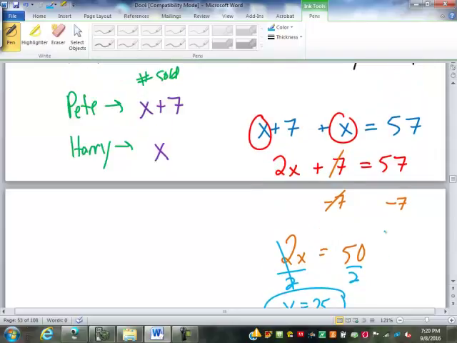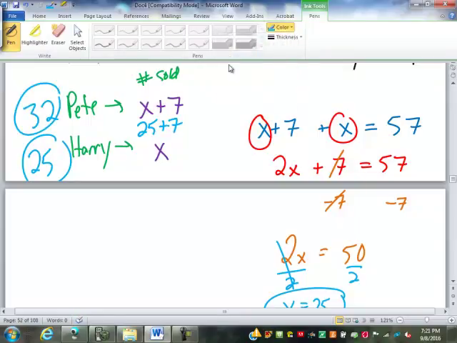I have to answer the question. Harry is X, so he sold 25. Pete is X plus 7, so 25 plus 7 makes 32. Now we've answered the question.